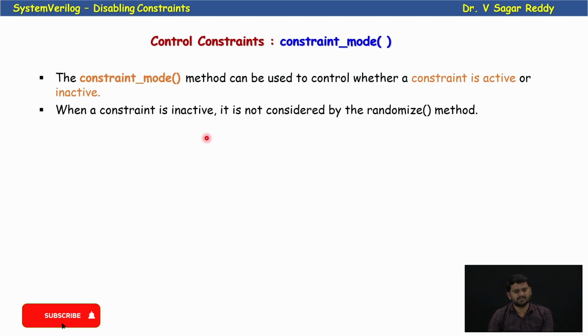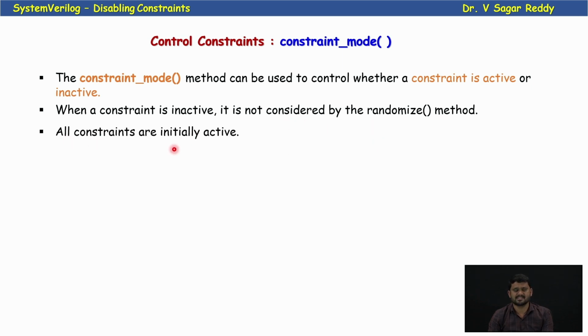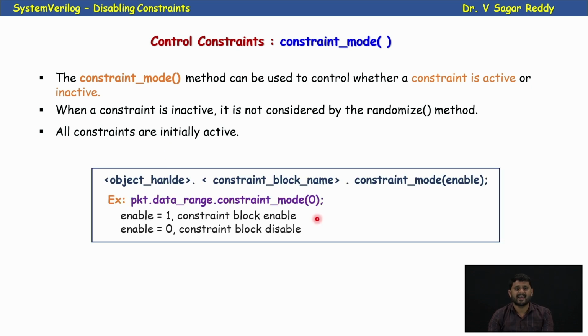Now when a constraint is inactive, it is not considered by the randomize method, like an inactive random variable. All constraints are initially active, like random variables also. This is the syntax to enable or disable a particular constraint: object handle, constraint block name, and constraint mode. Here is a simple example: pkt is the object handle, data range is the constraint identifier, and constraint mode of 0. Here 0 means the constraint block is disabled, and 1 means the constraint block is enabled.